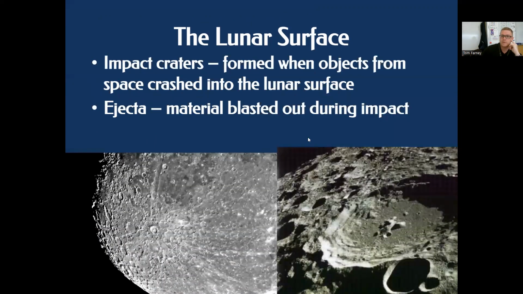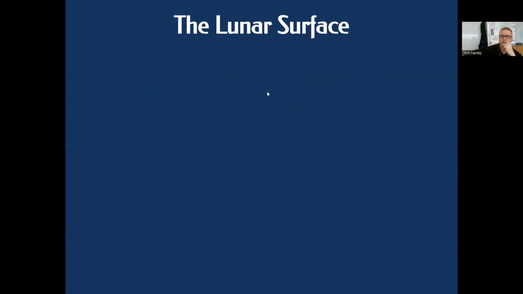Impact craters, like I was saying, form when objects from space crash into the lunar surface. When it hits the surface, it kicks up a whole bunch of dust and dirt that we call ejecta. It's material that's blasted out during impact around the crater. Most of these formed way back when the Earth first got the moon. And the moon, I wouldn't say was blocking things from hitting the Earth, but it definitely helped cure some of that material that was on a course for Earth. So thank you, Moon. You're a good friend.